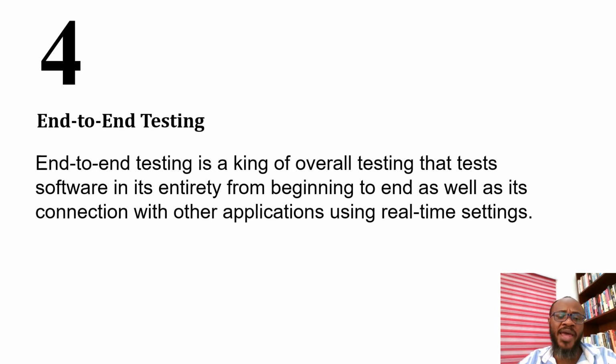Then we come to end-to-end testing. End-to-end testing is a kind of overall testing that tests software in its entirety, from beginning to end, as well as its connection with other applications using real-time settings. Now, the objective of end-to-end testing is to test the look and feel and the performance of the software as it will be in the hands of the end user, okay? So that we look at it and its connection with other external applications. So we know how the end user will have a feel of the software should it land in their hands today.